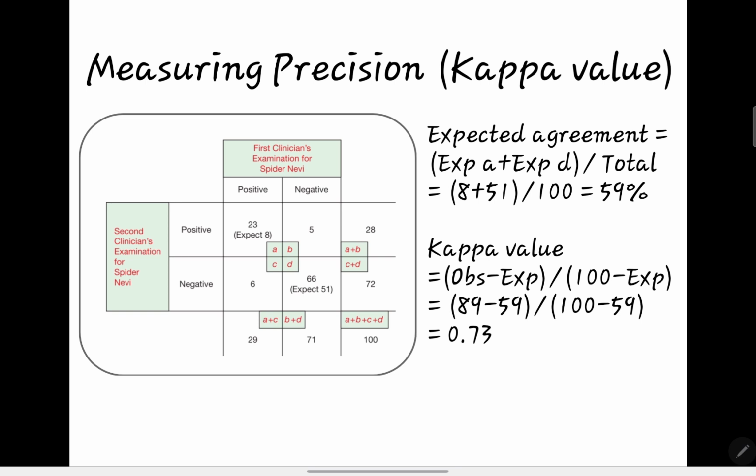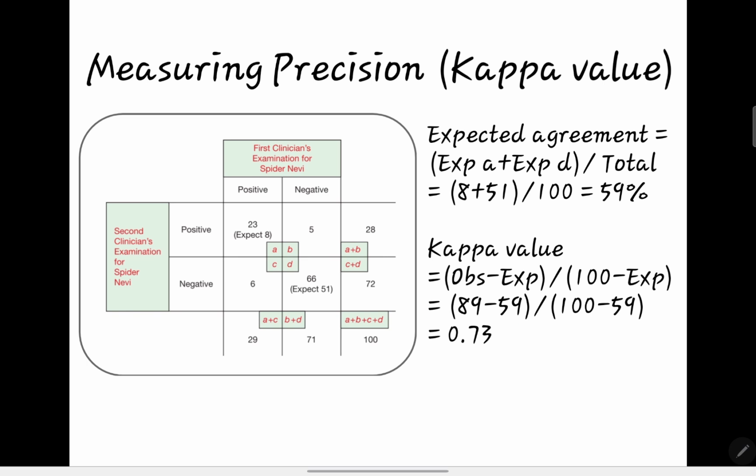Similarly, after having all of these, we apply these values to a formula for kappa value, which is given by observed minus expected divided by 100 minus expected. And using these values in this formula, we can see that the kappa value is 0.73.